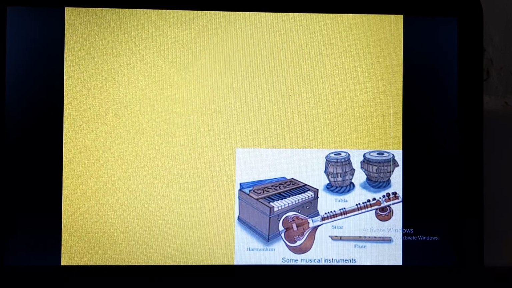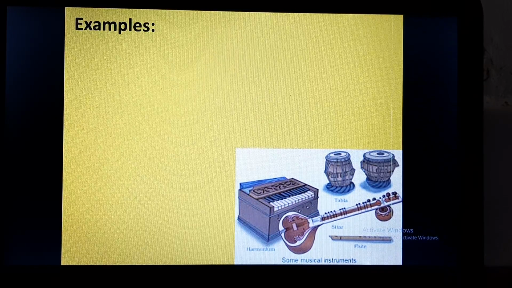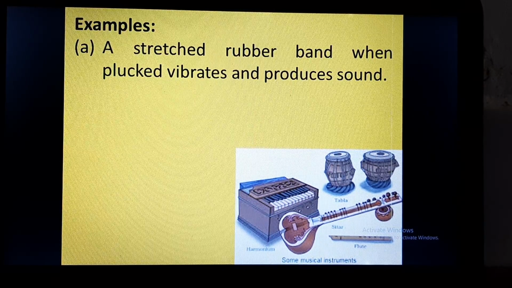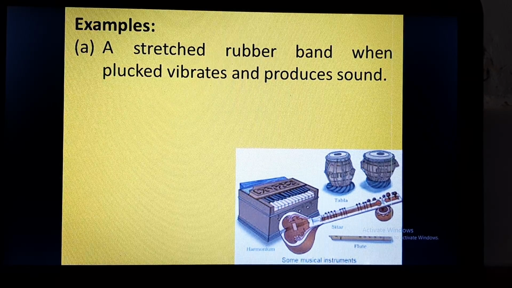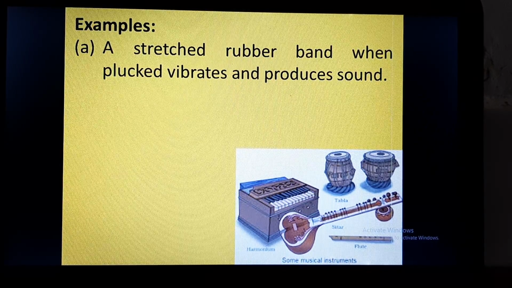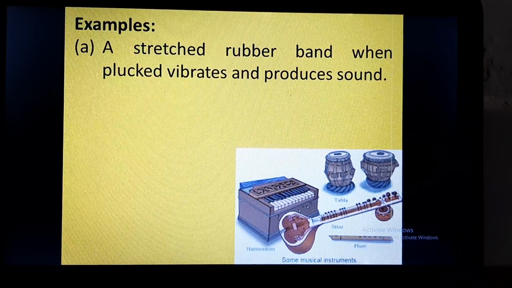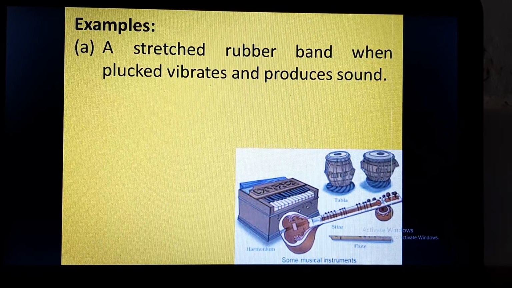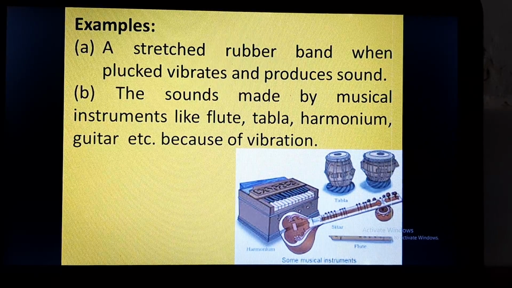Similarly, harmonium, sitar, tabla, flute are the other musical instruments. In a tabla, the stretched membrane produces sound. In a similar way, if you stretch a rubber band and you pluck it, it will vibrate and it will produce sound.